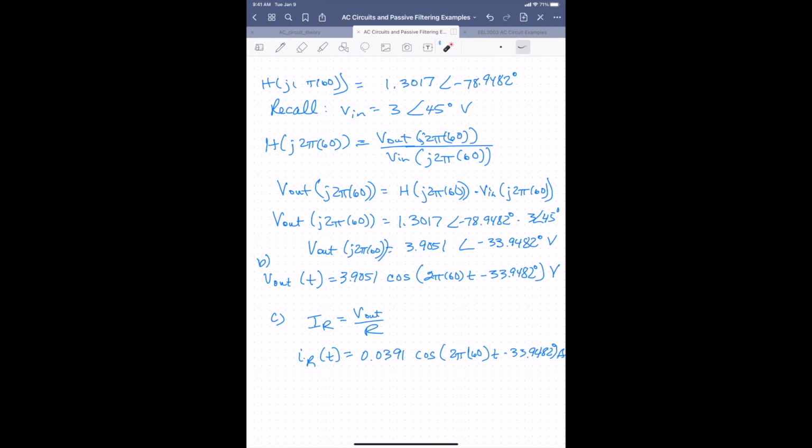So always be careful to make sure that you get your units right, that you've got all your multiplications in the right order.